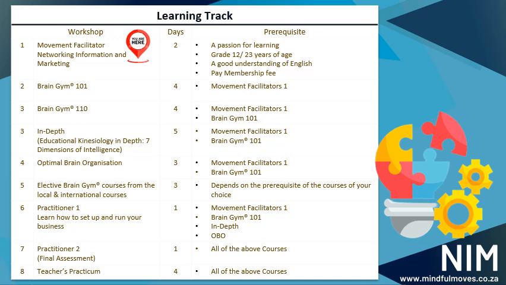If you'd like to consider becoming an educational kinesiologist, you then can continue further up this route. You can look at doing in-depth, you can look at doing optimal brain organization, one of my personal favorites. You then get to choose from a whole range of courses, some of them that you find interesting, that will add to your hours and your credits as you move up this ladder. You then will move on to doing practitioner 1 and practitioner 2. And finally, you're going to complete your teacher's practicum, where we ensure that you're ready to be able to instruct, to see your own clients, as well as to be able to start training in some of the work.